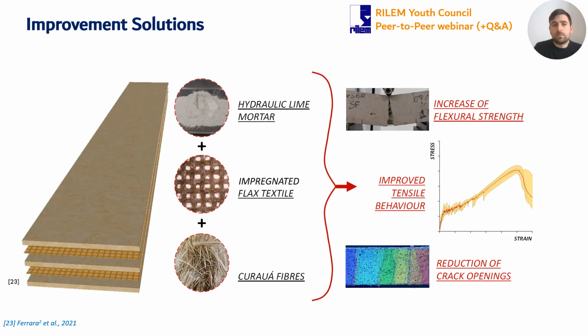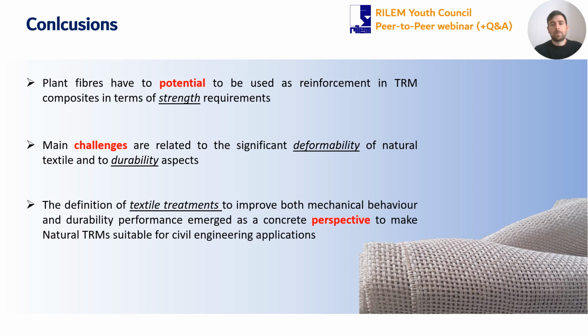And so, as improvement solutions, we have shown that by impregnating fibers or improving the matrix response by means of short fibers, we can have an increase in the flexural strength of the matrix. We can improve the tensile behavior, which is much more similar to the traditional response of TRM composites, and we can reduce the crack openings. I will move now to the conclusion.